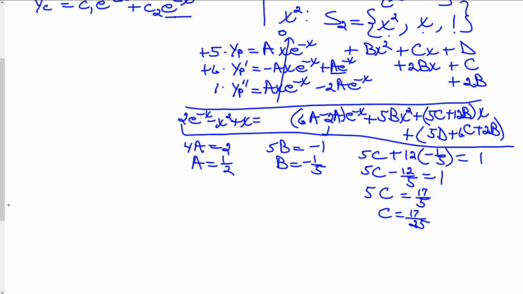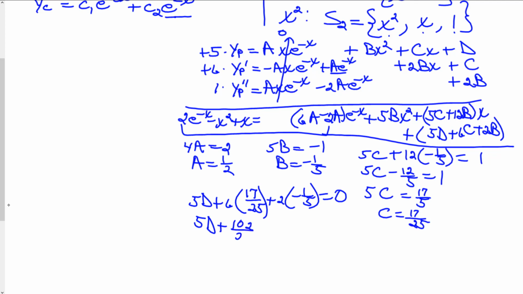We have a constant on the right, this expression 5 times d plus 6 times c plus 2 times b has to equal the constant on the left side, which is 0. Okay, so we get 5d plus, let's see, 6 times 7 is 42, and 6 plus 4 is 10, so it looks like that was right. And then minus 2/5 equals 0.